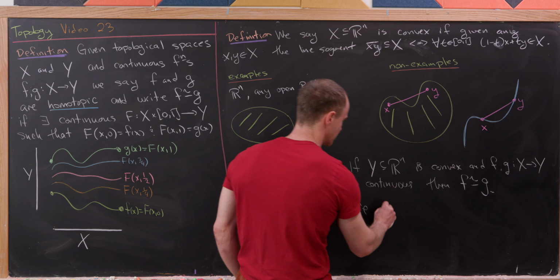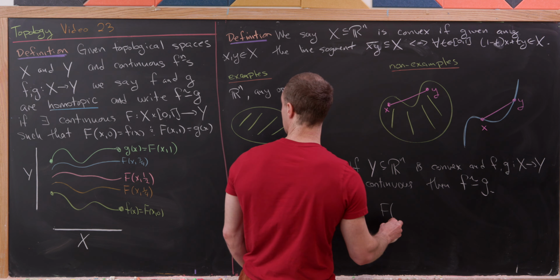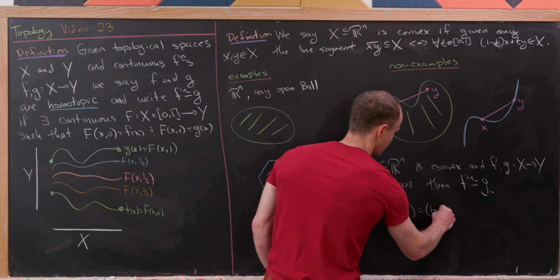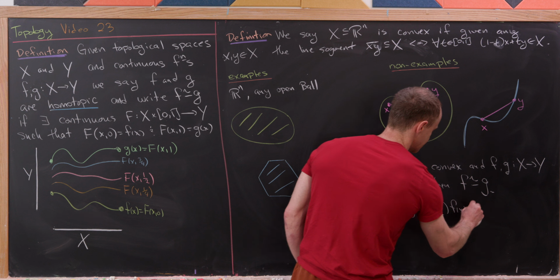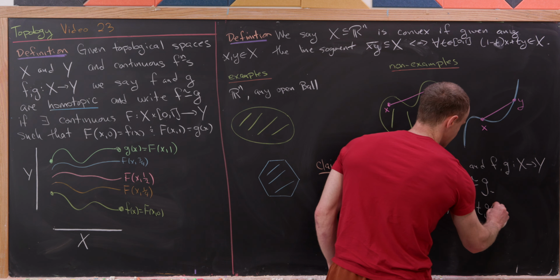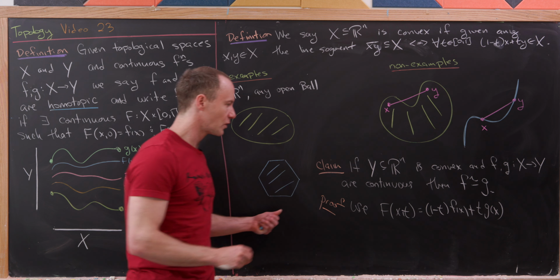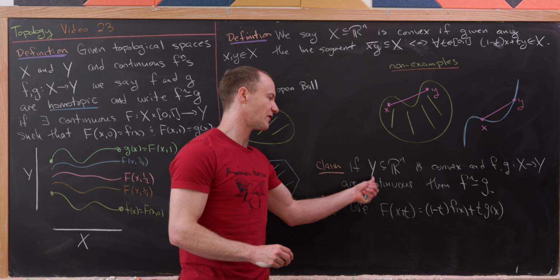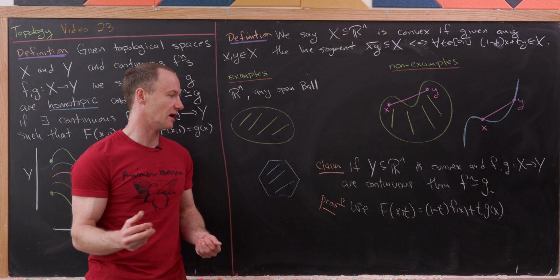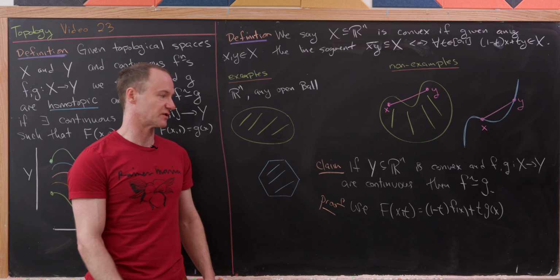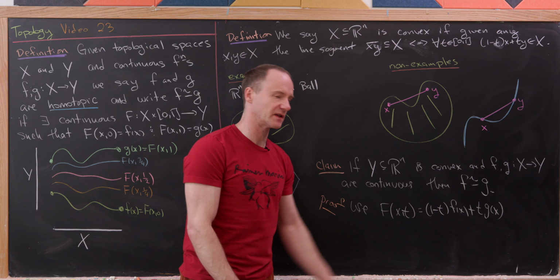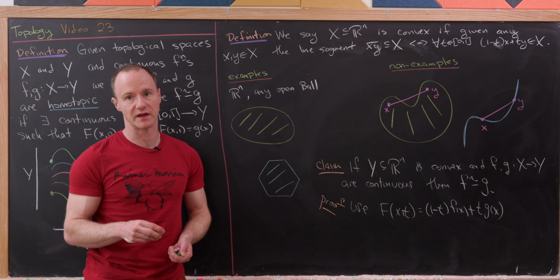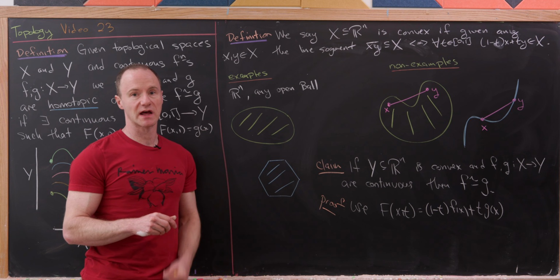In other words, we'll use our function F of x comma t to be equal to (1 minus t) times f of x plus t times g of x. Now, of course, we know that the codomain here, which is a subset of Rn, needs to have some sort of addition and scalar multiplication for this kind of formula to make sense in the first place. So we really are leaning on the fact that we are within Rn. Okay, so now let's move on.